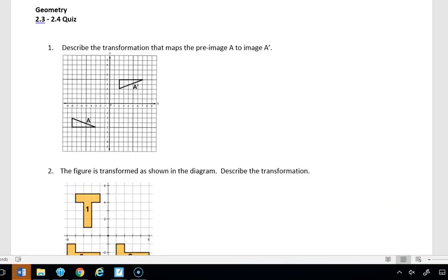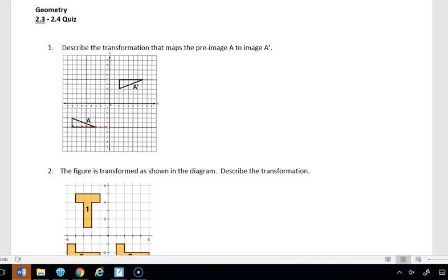Now I'm going to go over the 2.3 2.4 quiz. On this one, it says, describe the transformation that maps the preimage A to image A prime. So the one thing that I noticed first is that the image shifted to the right. So let's count how many. 1, 2, 3, 4, 5, 6, 7, 8, 9.